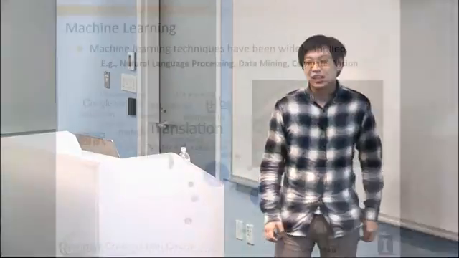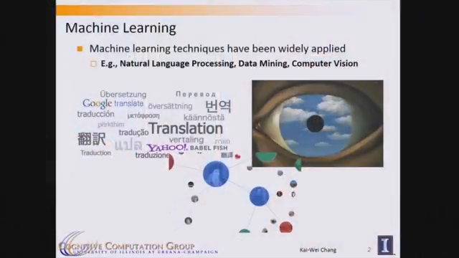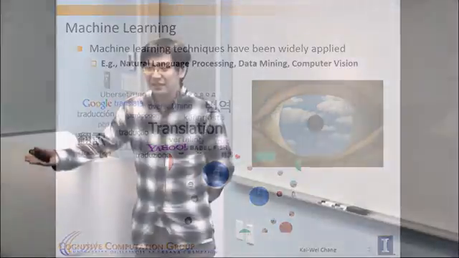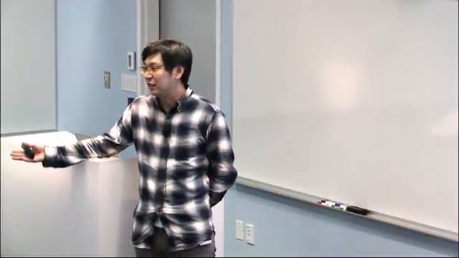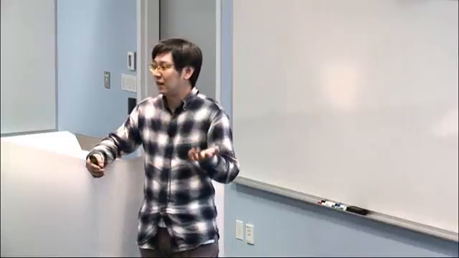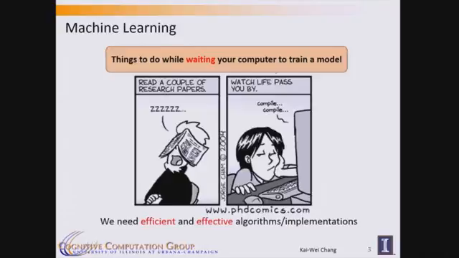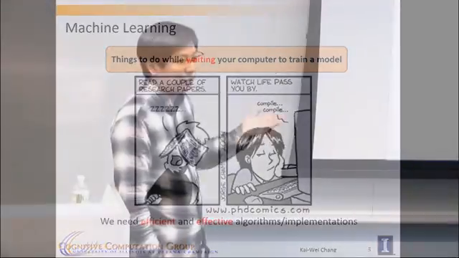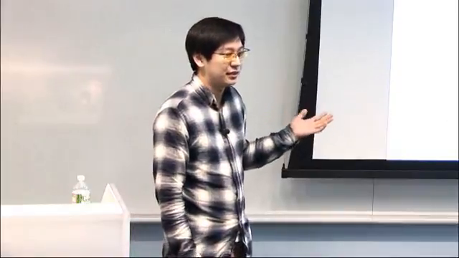So machine learning techniques have been widely used in many applications. Right, so in natural language processing, in data mining, in computer vision, people use a lot of machine learning. However, often when you want to train an accurate model, you need a lot of data, you want to design expressive features, and also consider the complex structure embedded in the problems, and often this causes some scalability problems. Right, so to make machine learning practical, we want to have efficient and effective algorithms.